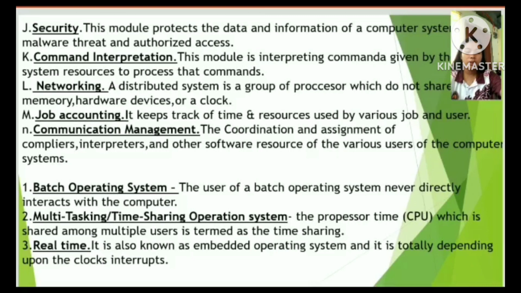Job accounting. It keeps track of time and resources used by the various jobs and end users. It's the process of assigning incurred costs, variable and fixed, to a specific job, project, or client.